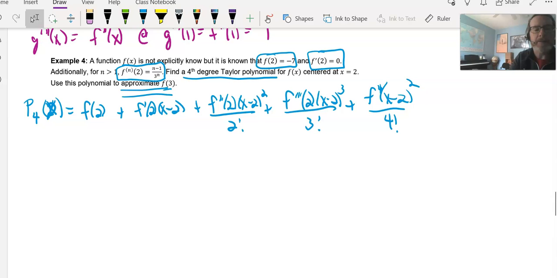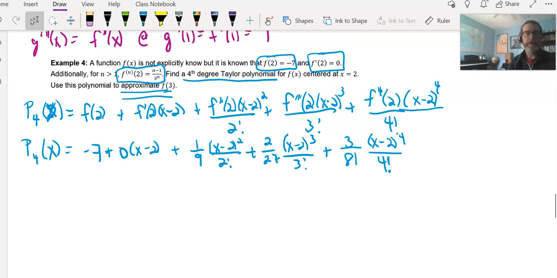Pieces to the polynomial. All right, hopefully you've taken the time and figured out what each of the terms in the polynomial would look like. You can see my answers here. We have -7 plus 0, which is the derivative, times x minus 2, plus, and then I had to use this generic form for the derivative at 2 for each of the next values.